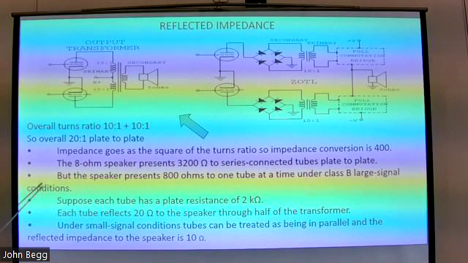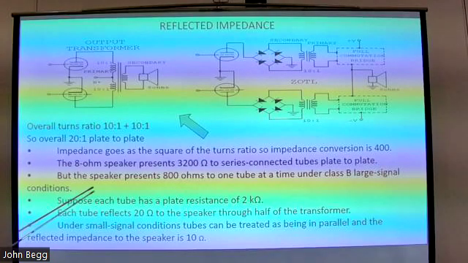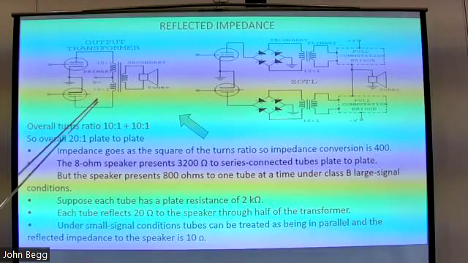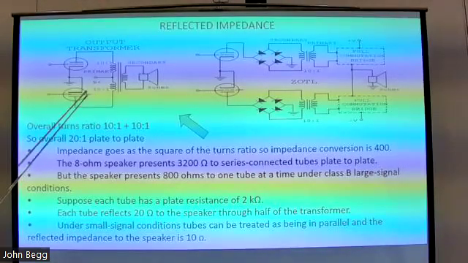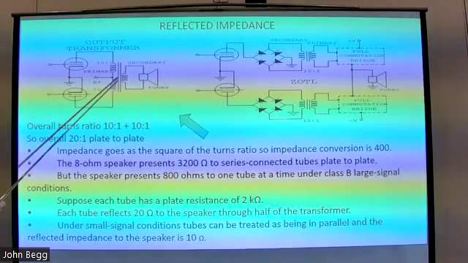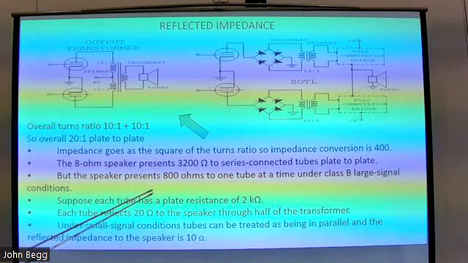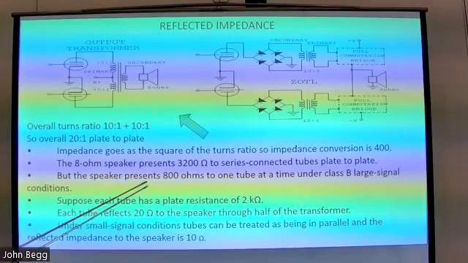But under large class B signal operation, where one tube is turned off and the other is on, the speaker presents 800 ohms to one tube at a time. Because you're only dealing with half of the transformer on this side. So it's just the secondary to this half of the primary. So the one tube that's active is seeing 800 ohms.